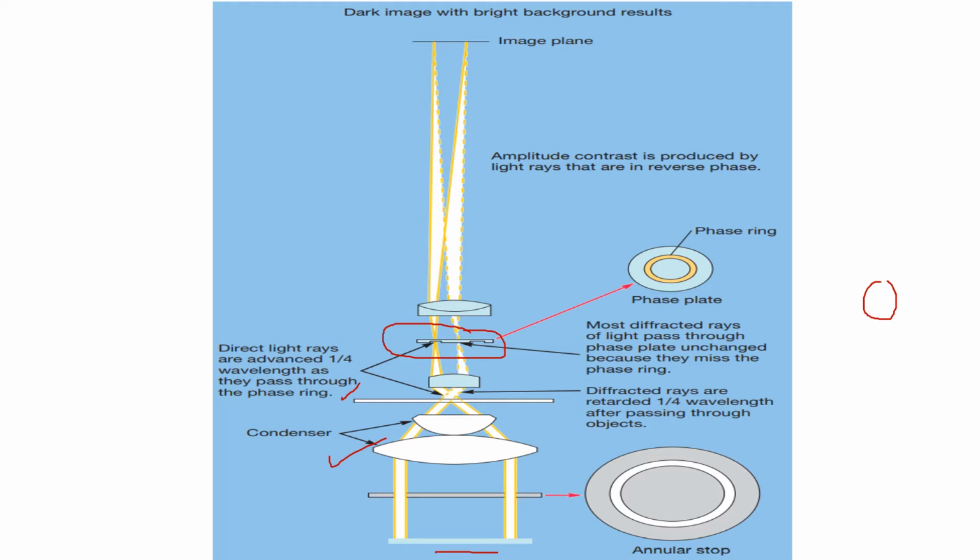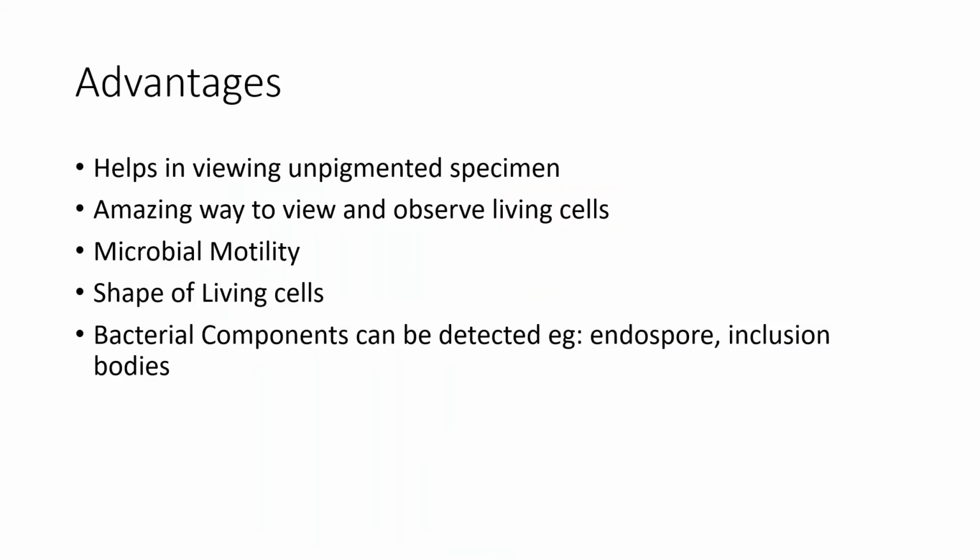Both light rays pass through the objective lens and finally form an image. Undeviated light rays form the background, and when these undeviated light rays meet the deviated light rays, they form the dark images. I hope that's clear now. Now let's get started with the advantages of the microscope.